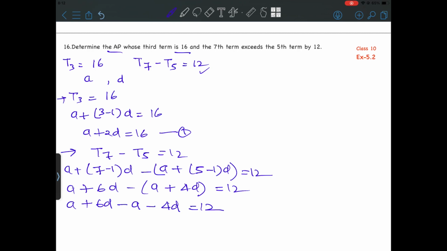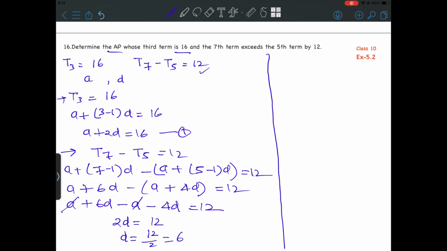So we can cancel a and minus a. So we have got 2d is equal to 12. That means d is equal to 12 upon 2. That gives us 6. So now we have found out the value of common difference d.